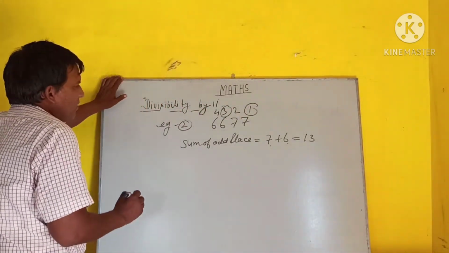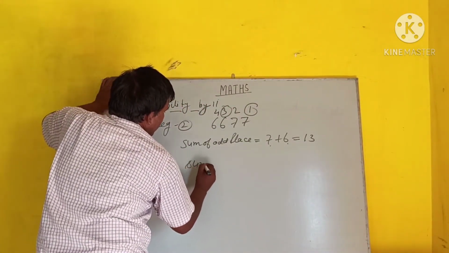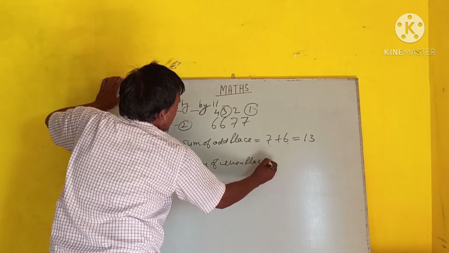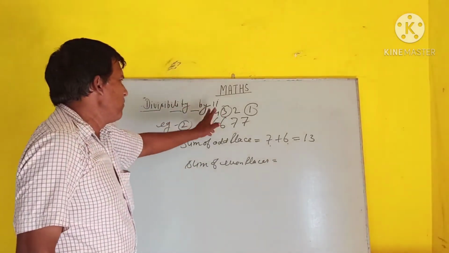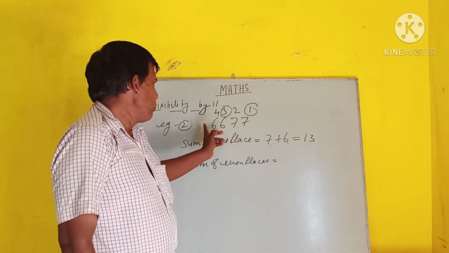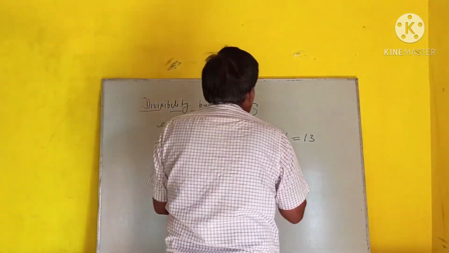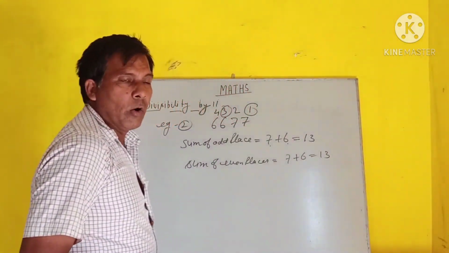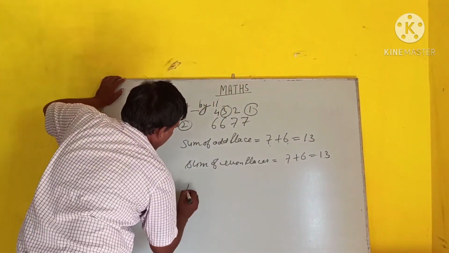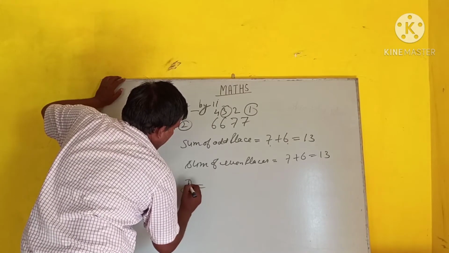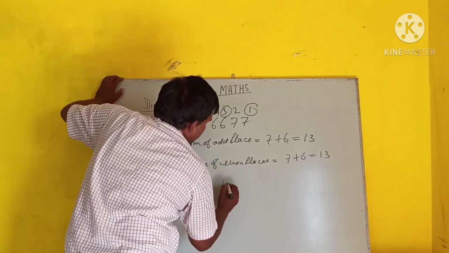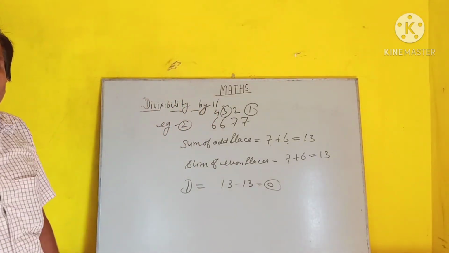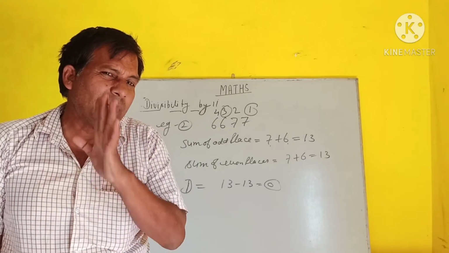Sum of even places. Here 2 and 4 are the even places. Place of 2 and 4 is 7 and 6. Here you write 7 plus 6. It becomes also 13. Now the difference is 13 minus 13 is equal to 0. The difference is 0. So the whole number is divisible by 11.